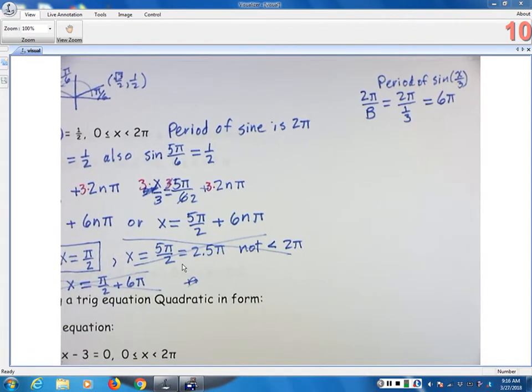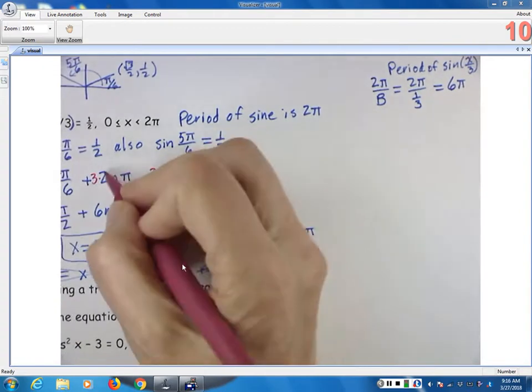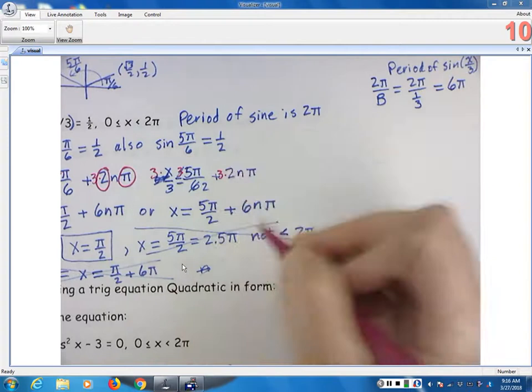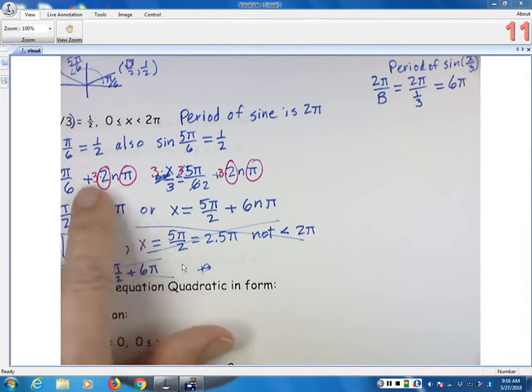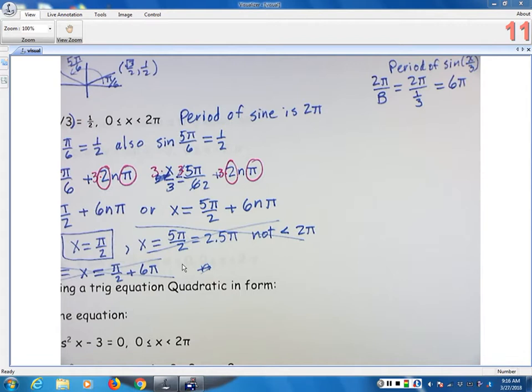Okay, any questions? What are we actually using the period for in this? It's just more to know why. We use the period right here, 2 pi, on the previous one. If the period was just pi, it would be pi over 6 plus pi n. So that's why it's 2 pi here. That's what we're using the period for.